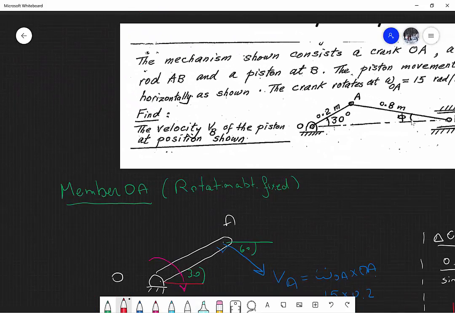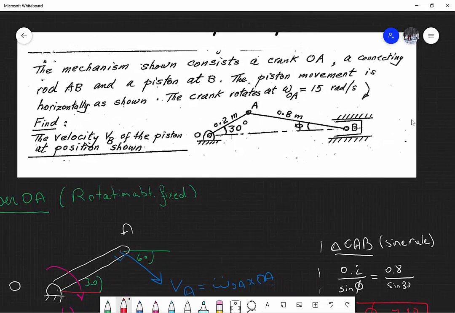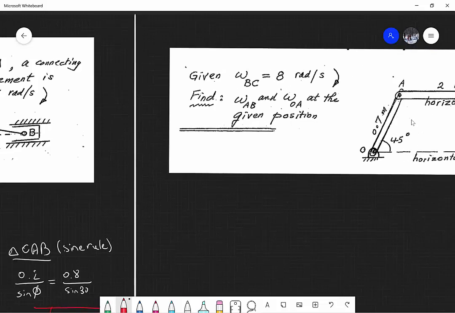Find the velocity of VB. Let's go to the next problem and see if we can solve it or not.